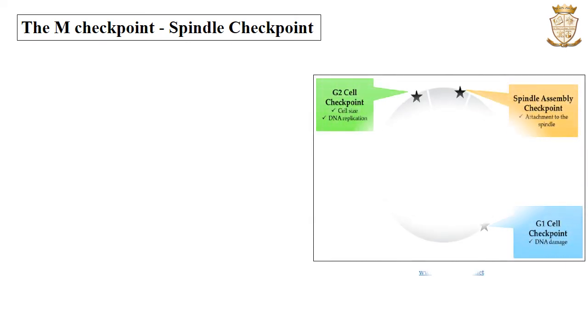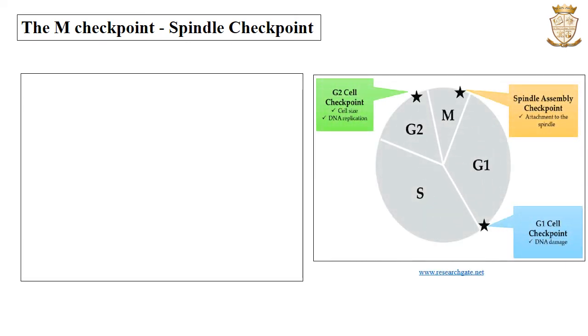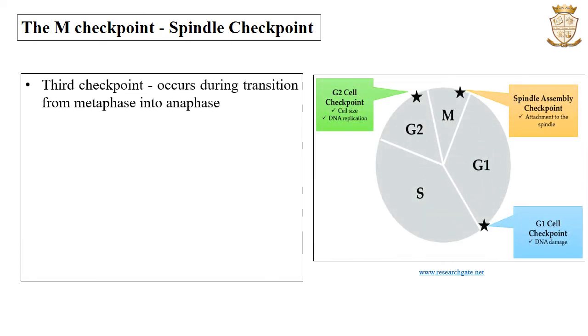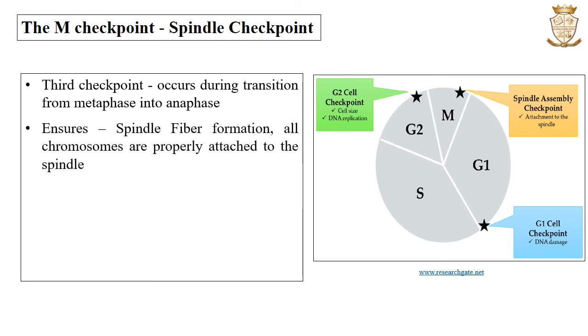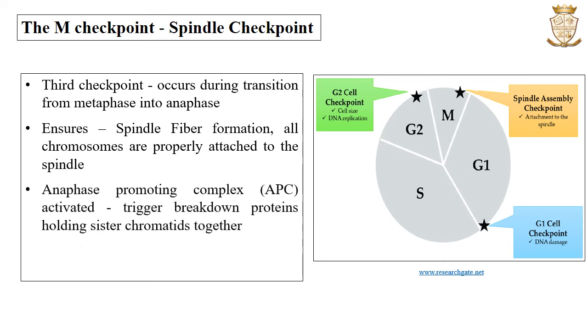The next is the M checkpoint or spindle checkpoint. This is the third checkpoint and it occurs during mitosis, near the end of the metaphase stage of mitosis. And this checkpoint regulates the transition from metaphase into anaphase. It ensures spindle fiber formation and that all the chromosomes are properly attached to the spindle at the metaphase plate.